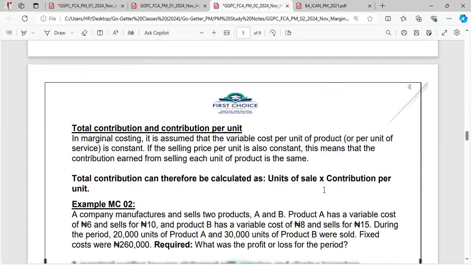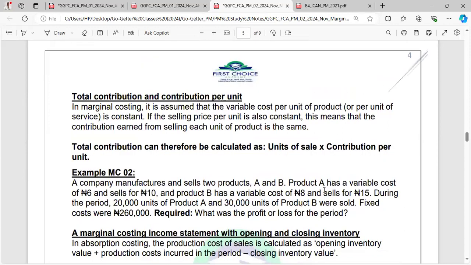Now let's look at total contribution and contribution per unit. In marginal costing, it is assumed that the variable cost per unit of a product or of a service is constant. Remember that assumption we said before? The variable cost is constant. If the selling price per unit is also constant, it means that the contribution that you earn for selling one item is also constant. Let's look at it again. We said variable cost is assumed to be constant.